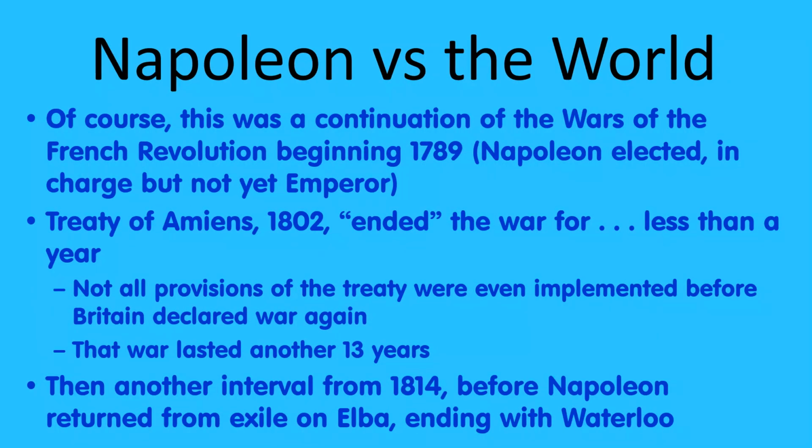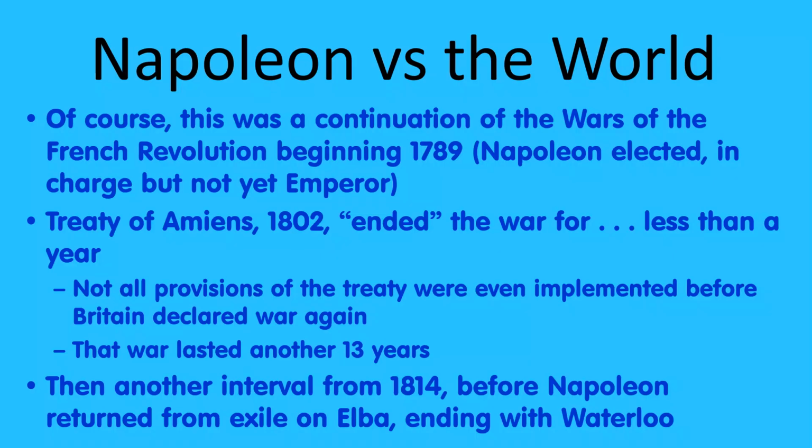An example is Napoleon versus the world. Of course, this was a continuation of the wars of the French Revolution beginning in 1789. Napoleon had become the elected leader and was in charge, but he was not yet emperor when the Treaty of Amiens was concluded in 1802. That treaty ended the war for less than a year. Not all provisions of the treaty were even implemented before Britain declared war again, and that war lasted another 13 years.